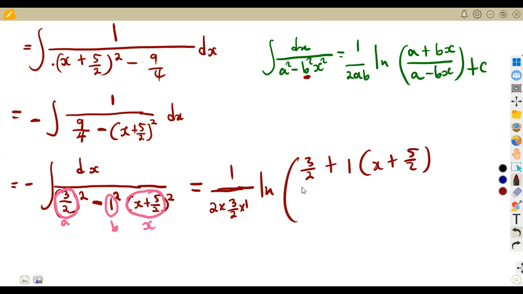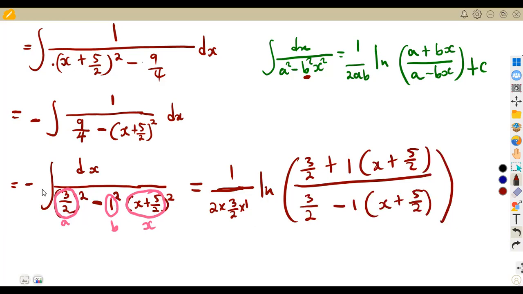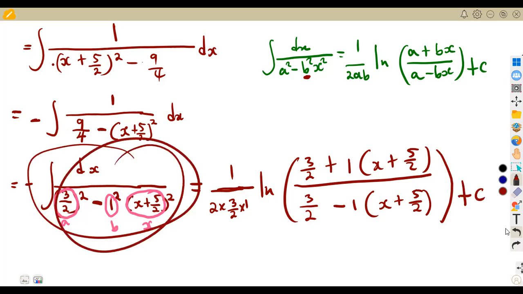We did this question before, and I remember these values very well. A again is 3 over 2, over 3 over 2 minus bx. Our b, remember, is 1, so it's 1 times x, which is x plus 5 over 2. That is how you are going to integrate, as long as you have the formula, plus the constant of integration. So this whole integral is going to give us this.